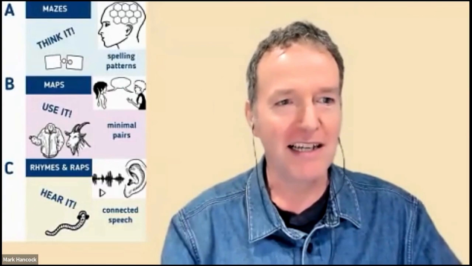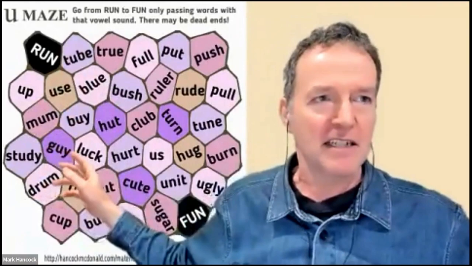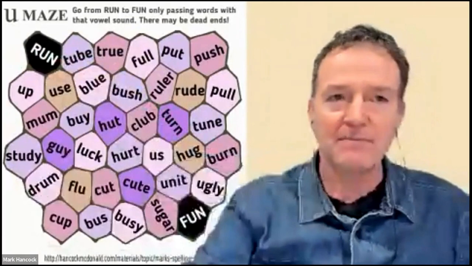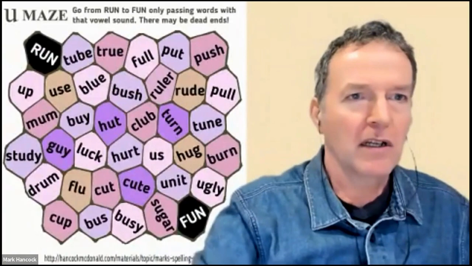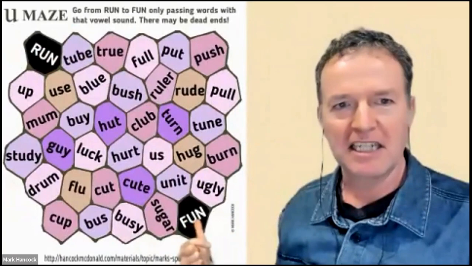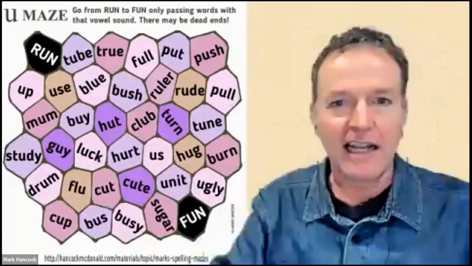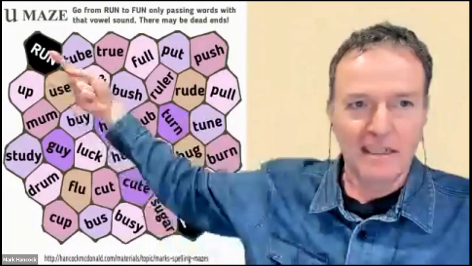Maze number one is this. I'm guessing it might be a little bit small for you to see, but I'm going to start by explaining it here so I can point. You have to start on this black word where it says run and finish down here where it says fun. You've got to go from run to fun, going across these paving stones. You can step on a paving stone only if it has the same vowel sound as this word, run.